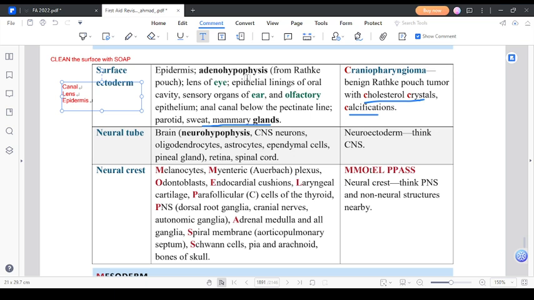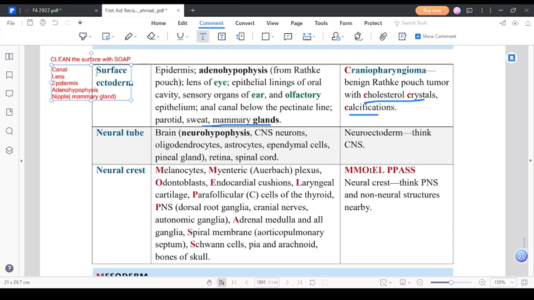That is basically gland. I'm typing and this is not writing anything at all. I guess it is held somewhere. So yep, adenohypophysis, and here we have the mammary glands. So this is the mnemonic CLEAN, and now let's move on.